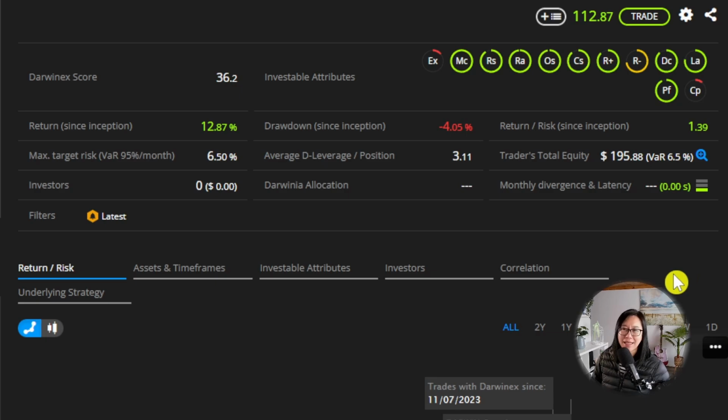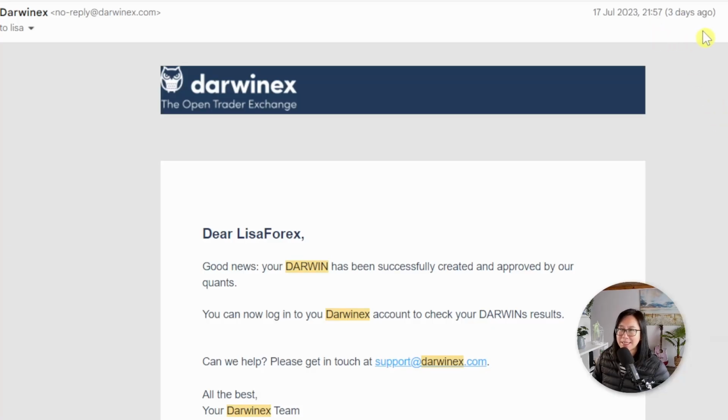And this account has been turned into a Darwinex index. This happened about 3 days ago. My trading account has been turned into a Darwin, which is effectively an index that moves up and down as my trading progresses and makes profits or losses, so people can invest in my own Darwin.